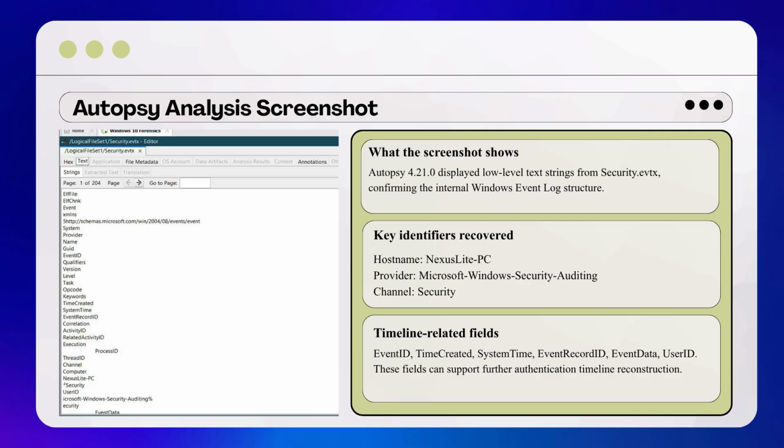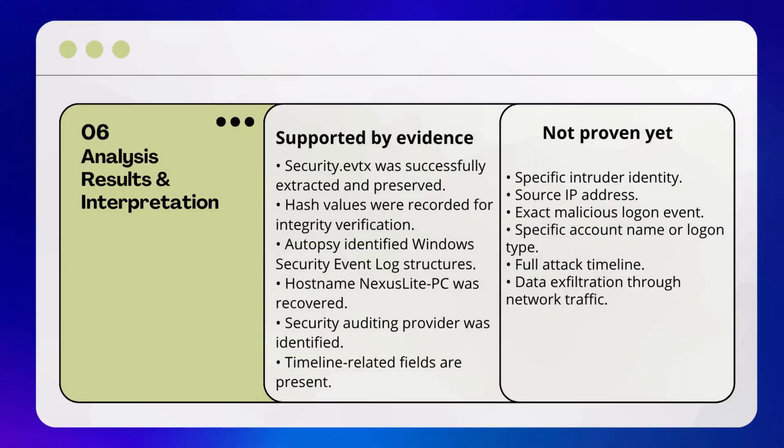Some important identifiers were visible in the screenshot. The hostname identified was nexuslite-pc. The provider is shown as Microsoft Windows Security Auditing. The channel is shown as Security. These identifiers are important because they show that the extracted artifact is related to Windows Security Auditing and can support further authentication analysis. So based on our analysis, several findings are supported by the evidence.